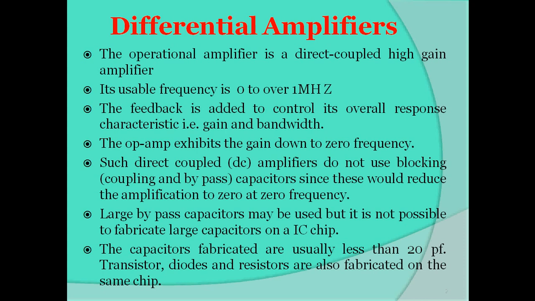As a direct coupled amplifier, it does not use blocking capacitors, that is coupling capacitors or bypass capacitors, since these would reduce the amplification to 0 at 0 frequency. Large bypass capacitors may be used, but it is not possible to fabricate large capacitors on an IC. So the capacitors fabricated are usually less than 20 picofarads. Transistors, diodes and resistors are also fabricated on the same chip.